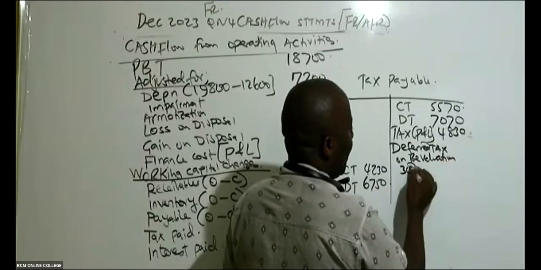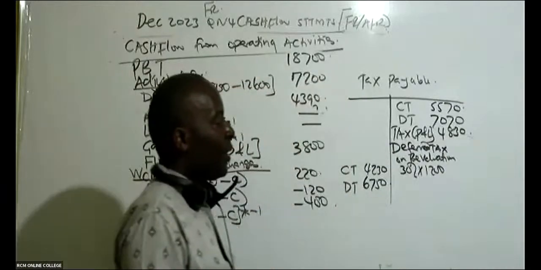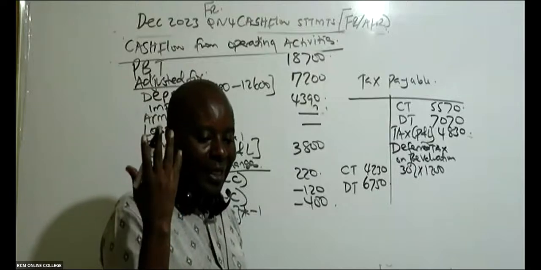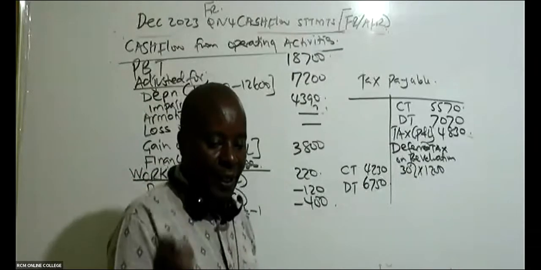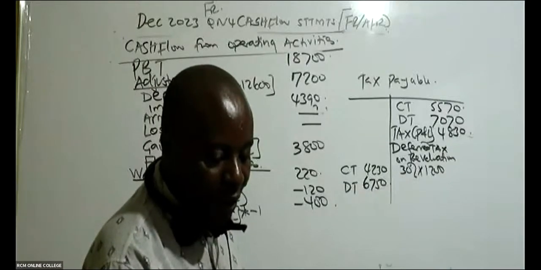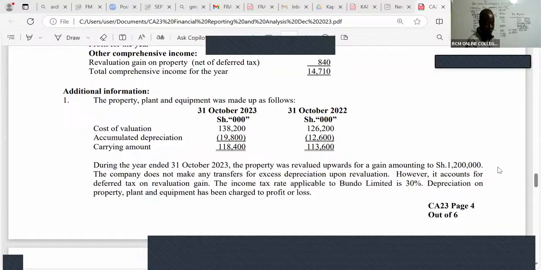Deferred tax on revaluation will be 30% of the revalued amount, 1,200. It is the tax rate times the revalued amount. It increases your deferred tax liability. You can see in this case there is a revaluation of 1,200, and the rate of tax is 30%.